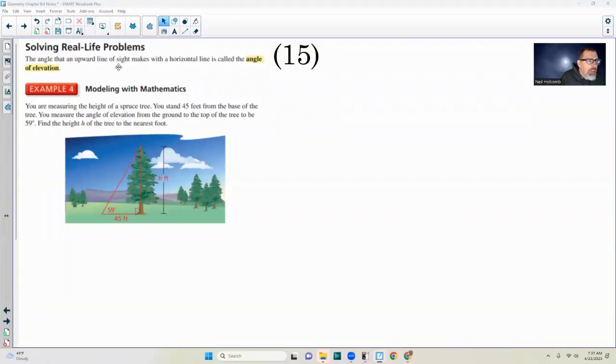Okay, solving real life problems. The angle that an upward line of sight makes with a horizontal line is called the angle of elevation. So the angle of elevation is right here, because the line of sight is horizontal, and then you look up, that's elevation.